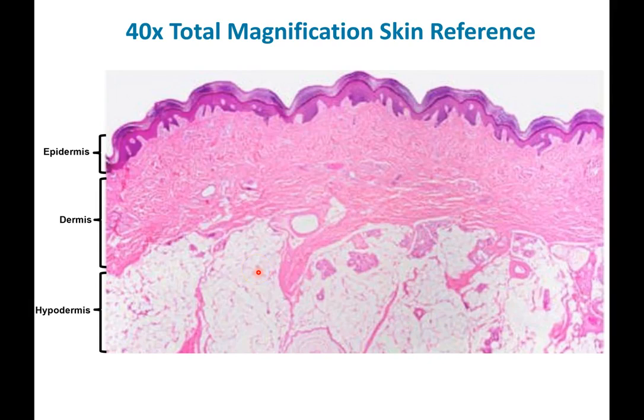Here we have a reference photo of the skin at 40x total magnification, which provides an overview of the two major skin layers, the epidermis and dermis, as well as the underlying hypodermis. Out of the two major skin layers, we can see that the thicker layer is indeed the dermis. The dermis makes up a large portion of the skin's overall thickness.